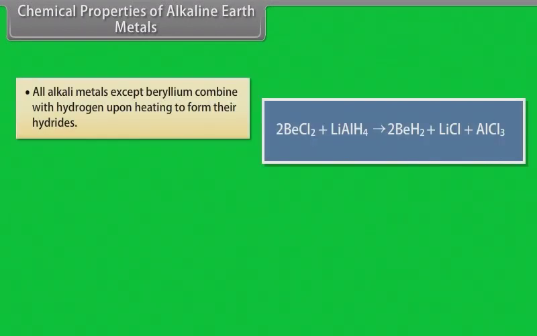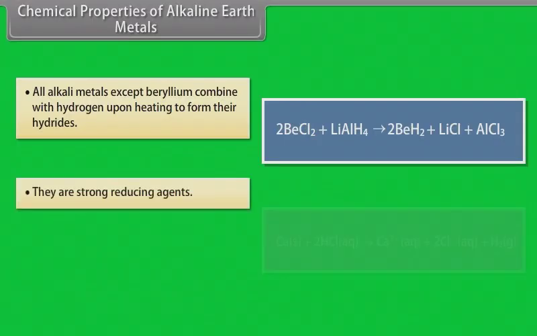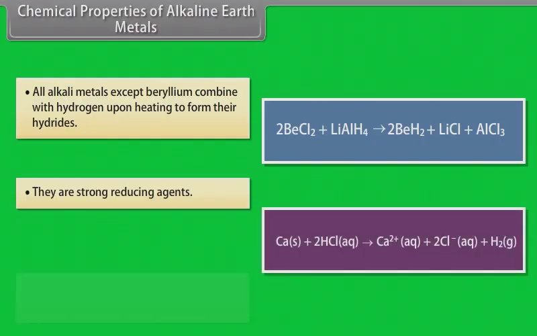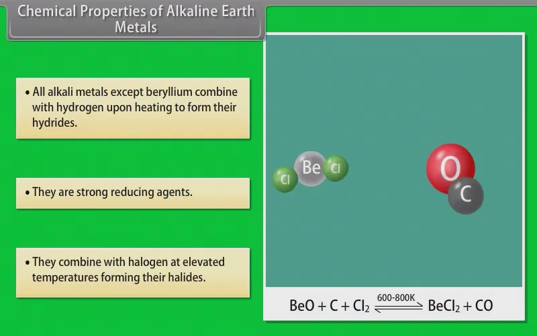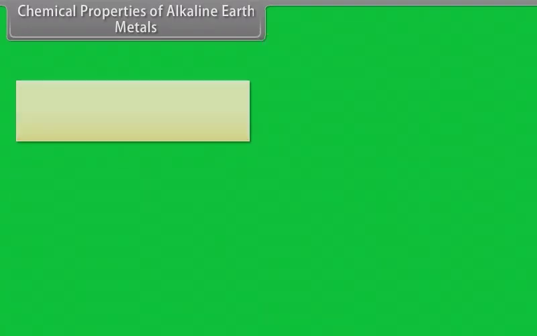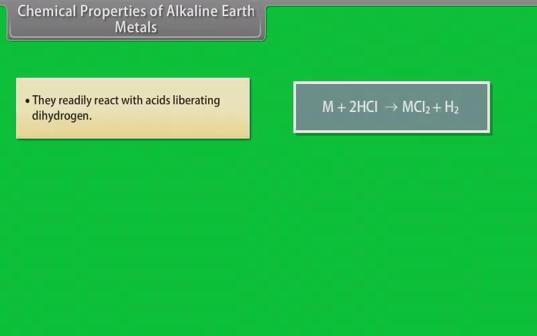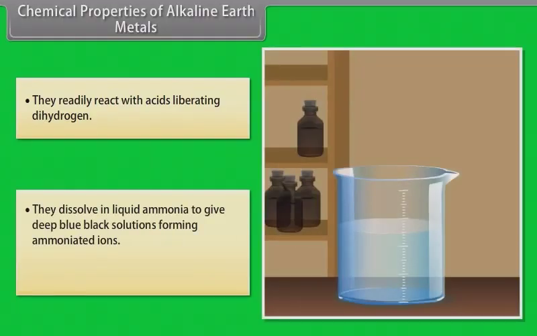All alkaline earth metals except beryllium combine with hydrogen upon heating to form their hydrides. They are strong reducing agents. They combine with halogen at elevated temperatures, forming their halides. They readily react with acids, liberating dihydrogen. They dissolve in liquid ammonia to give deep blue-black solutions, forming ammoniated ions.